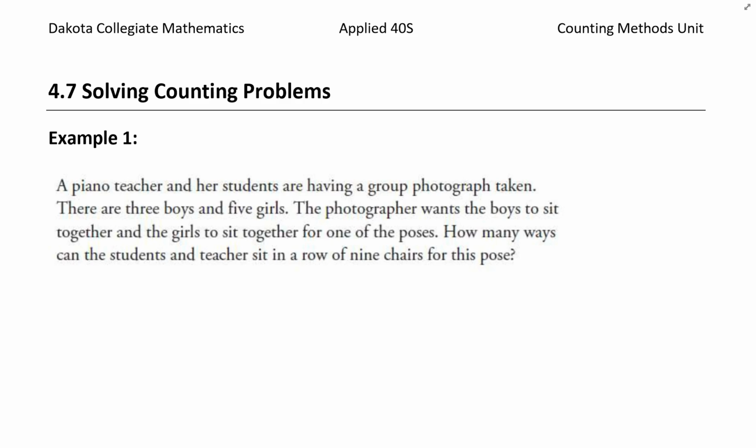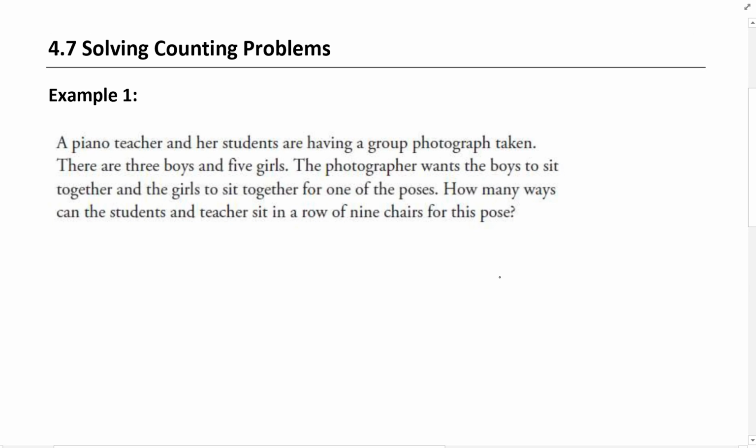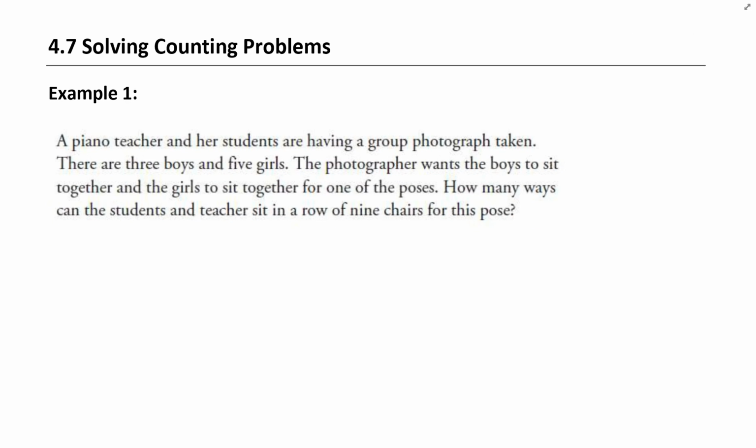So I always like whenever we get these types of questions, like the red car question, draw out the dashes. Let's draw that out. So how many people here total? It says there are 3 boys and 5 girls. And then you've also got the teacher. So, alright, there we go. That will accommodate the row of 9 chairs for this pose.